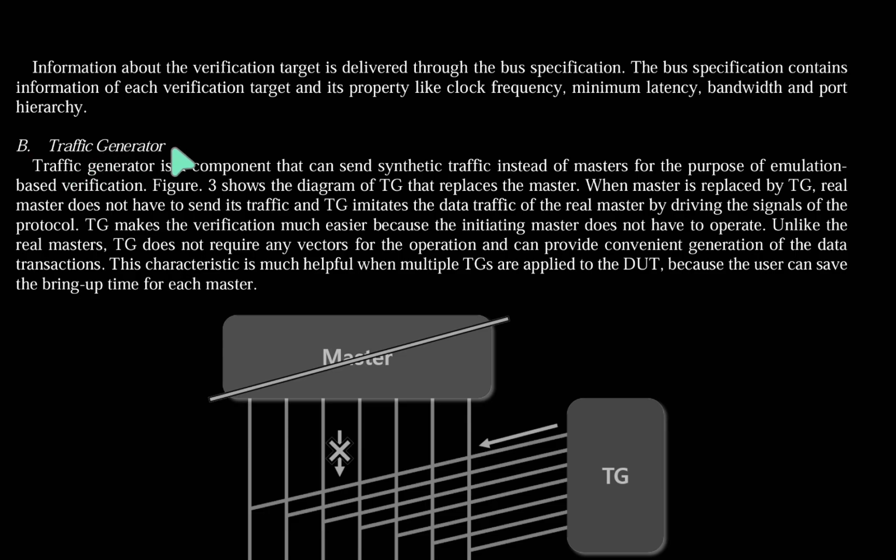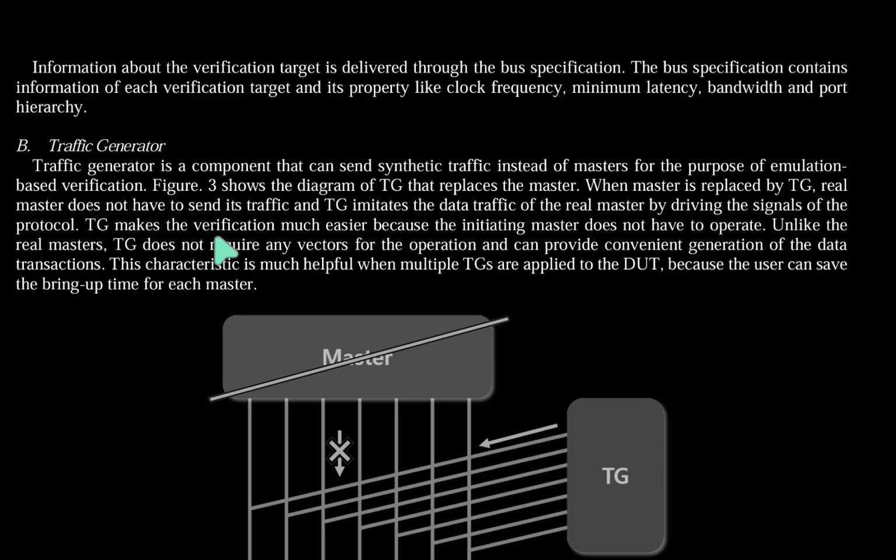B. Traffic generator, TG. The traffic generator is a component that can send a synthetic traffic instead of masters for the purpose of emulation-based verification. Figure 3 shows the diagram of TG that replaced the master. When a master is replaced by TG, the real master does not have to send any traffic, and the TG imitates the data traffic of the real master by driving the signals of the protocol.